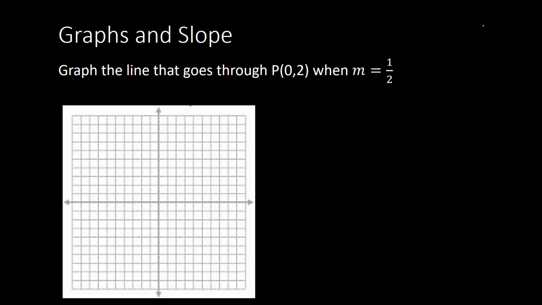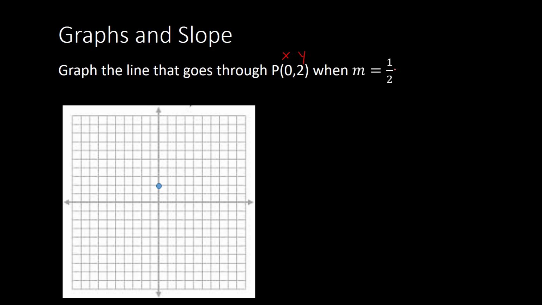Next, we're going to learn how to graph a line that goes through a point and with a particular slope. Well, we know how to graph a point. So this point 0, 2, we can graph very quickly because 0 is your x value, 2 is your y value. X is left and right, so it's going over 0. And then y is 2, so it's going to go up 2. So that point would be right there at 0, 2.